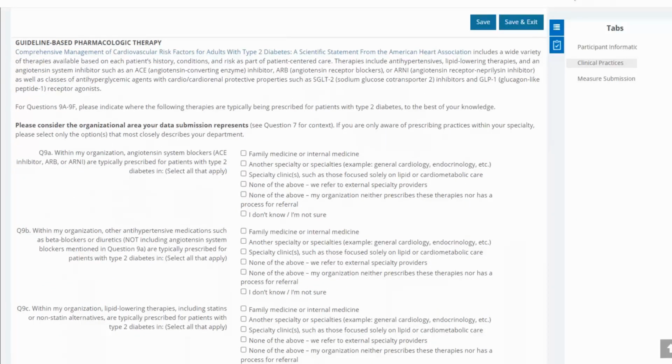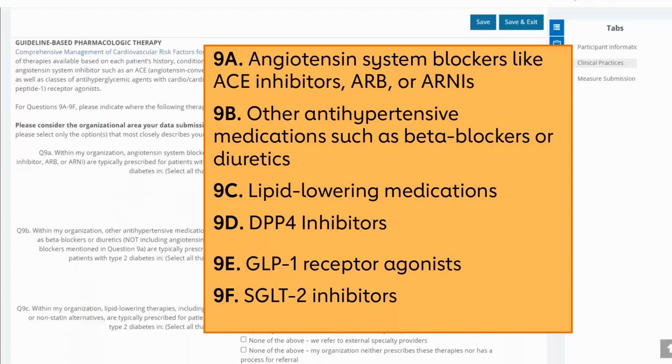Question 9 is broken down into 6 sections. For questions 9A through 9F, please indicate where the specific therapies are being prescribed for patients with type 2 diabetes. Each question asks about a different therapy or group of therapies, including angiotensin system blockers like ACE inhibitors or ARNIs, other antihypertensive medications such as beta blockers or diuretics, lipid-lowering medications, DPP-4 inhibitors, GLP-1 receptor agonists, and SGLT2 inhibitors.